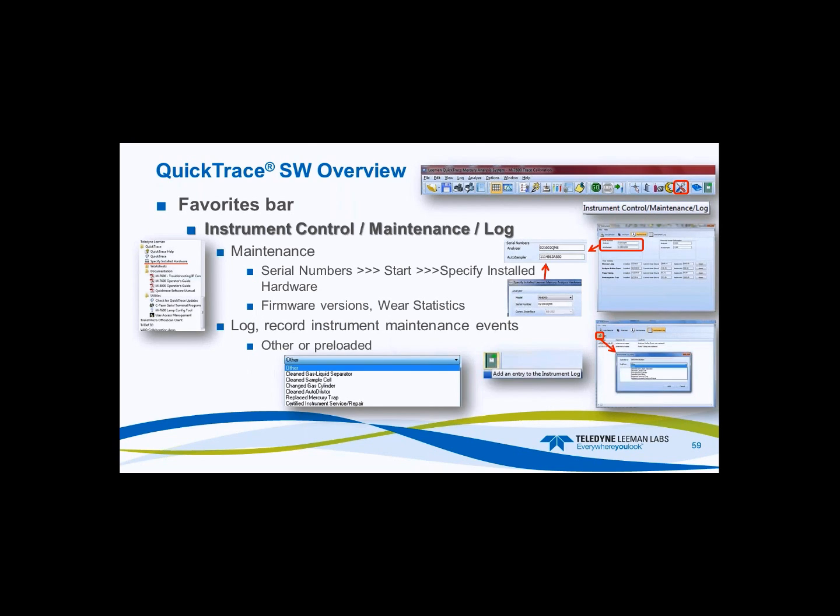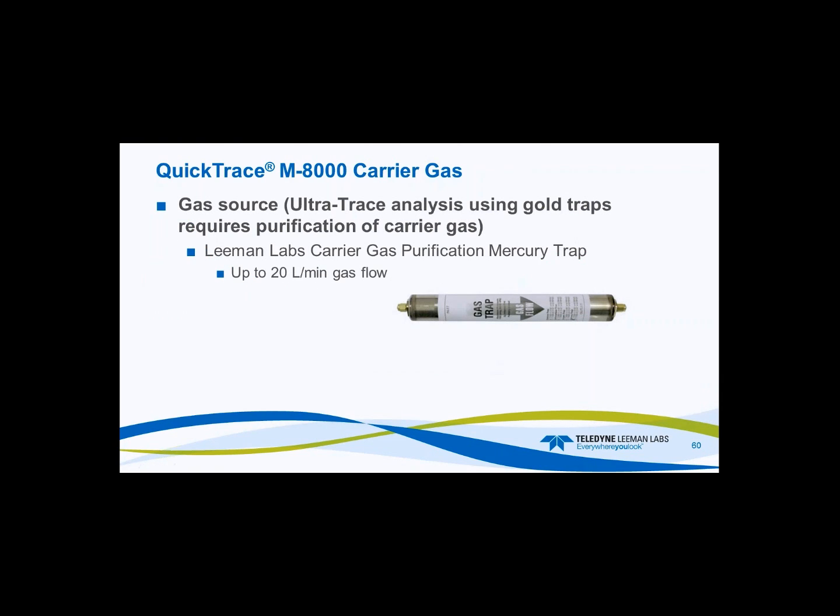And then under instrument control, a maintenance log here. So if you want the serial number to show up in that section, you would enter it in specify installed hardware, and then it would show up here. And that's another place where you can look for it instead of the splash screens. And then you can also record events. So anything that happens, any maintenance, you can record it, and you can create your own. So you can add a comment. And this is also on the favorites bar, add comment directly into the instrument log.